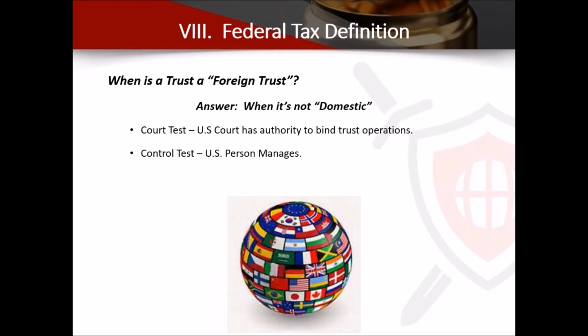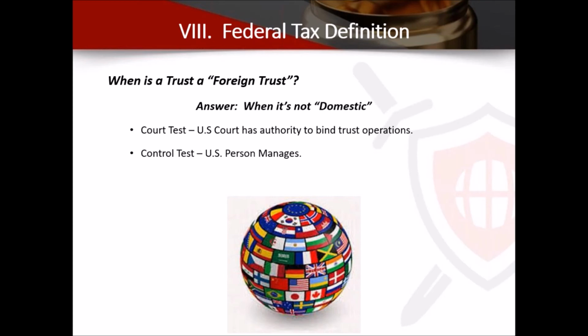So what is a foreign trust? Well, for income taxes, it's pretty straightforward. A domestic trust has to meet two tests, the court test and the control test. If a trust fails either of these tests, it's considered a foreign trust for tax purposes as relates to the federal government. So the court test is just, does a U.S. court have the ability to bind trust operations? Where is the trust administered? If it's administered in a U.S. state or territory, it's in the U.S. That's that test. And the control test is, where's the trustee? Are they in the U.S.?